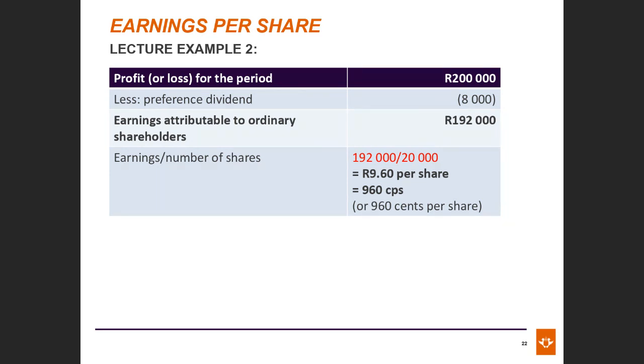the year. Were these preference dividends declared during the year? It says the full preference dividend for the year was declared. So even though the shares are non-cumulative, the full preference dividend for the year was declared. Therefore, it needs to be deducted from the profit or loss for the period when calculating our basic earnings per share.